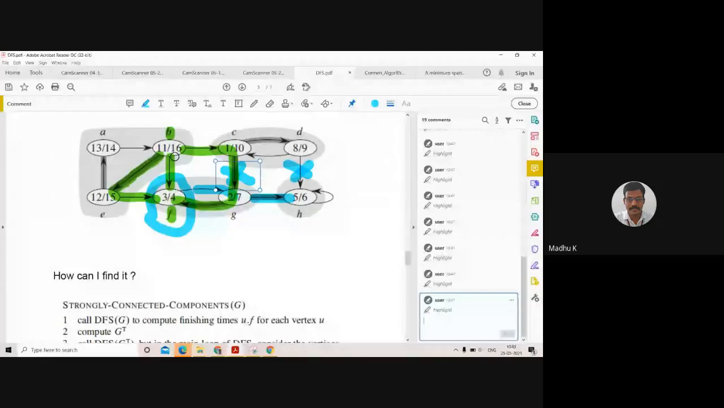Try to understand this concept. What is a connected component? If there are two vertices, there should be a way to reach from one to the other and from the other vertex back to this one. So now you can consider this.